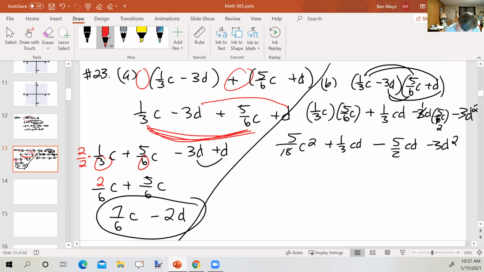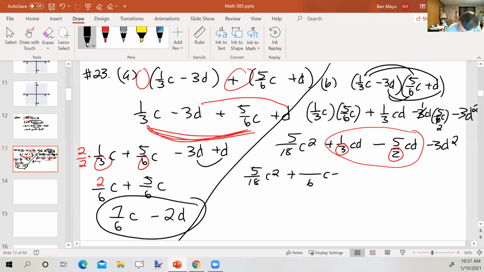But now I need to combine these two like terms. The least common denominator of 3 and 2 would be 6. So this becomes 5/18 c squared plus so many 6ths cd minus so many 6ths cd minus 3d squared. I need to change 1/3 into something over 6. If I multiply the denominator by 2, I get a 6 in the denominator, but then I need to multiply the numerator by 2 as well. So I'm going to take 1/3 cd, multiply it by 2/2, and get 2/6 cd.